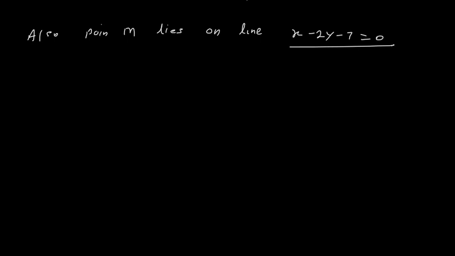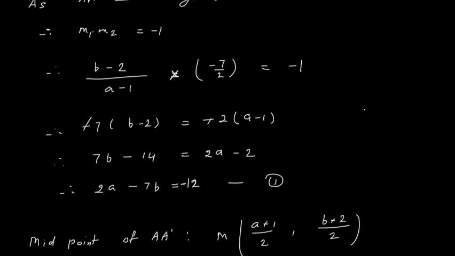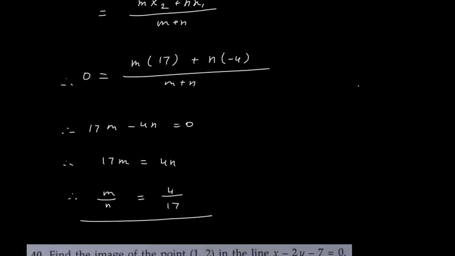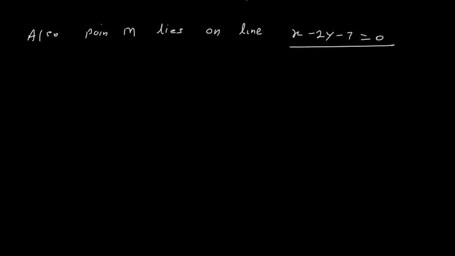Put x, the x coordinate is (a plus 1) divided by 2, y coordinate is (b plus 2) divided by 2. So we will get (a plus 1) divided by 2 minus 2 times (b plus 2) divided by 2 minus 7 equal to 0.